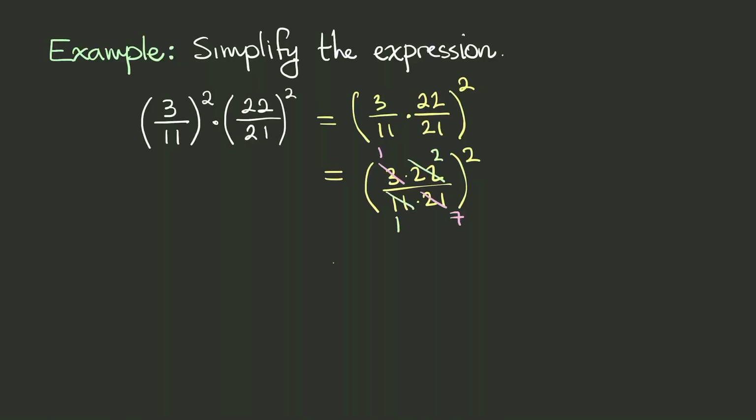In the numerator, this is going to leave us with 1 times 2, so this will be 2 divided by 1 times 7, so 7. And then all of this is still squared. Now we'll use our exponent rule to say that this is 2 squared over 7 squared, which we can simplify to 4 over 49.